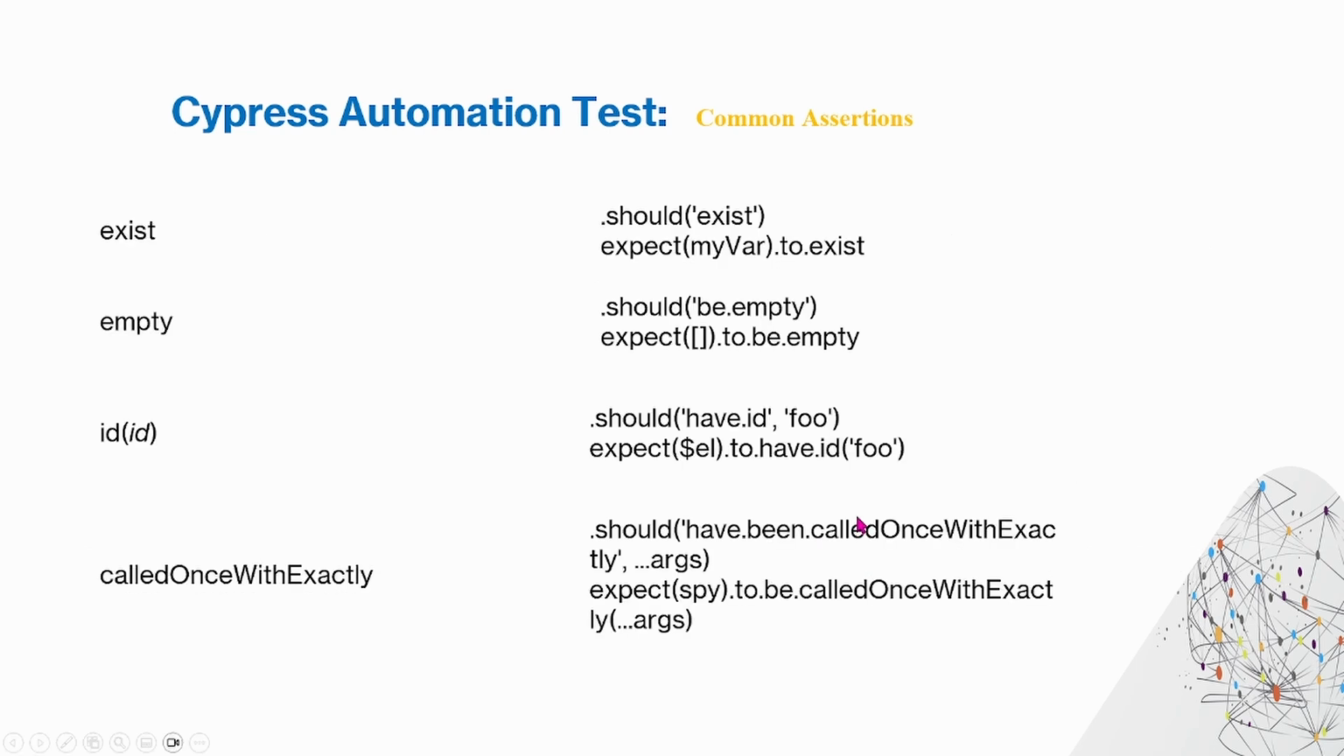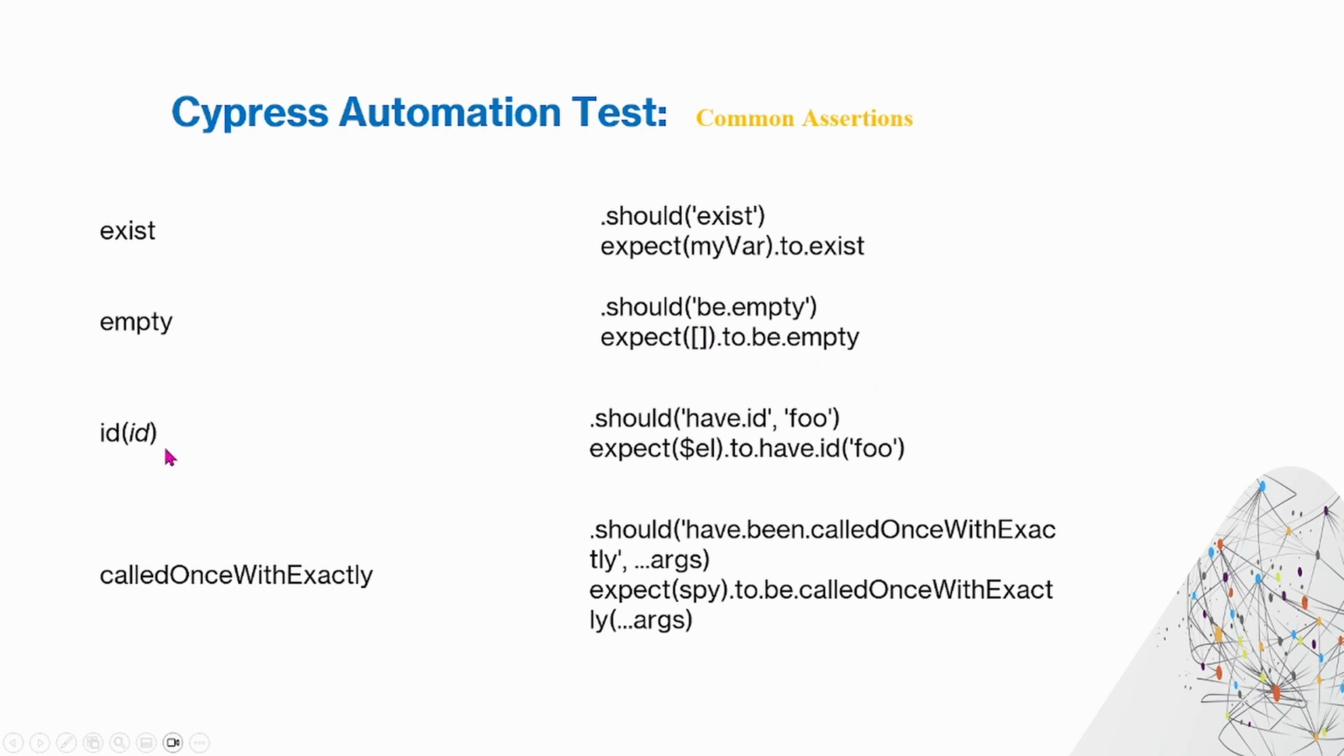So on this page, I have several different common assertion methods that you can use. Right here we have exist. So to check if something exists, we can do .should('exist'), or we can do expect my variable to exist. For empty, if you want to check if something's empty, then you can do .should('be.empty'), or you can do expect the emptiness to be empty.